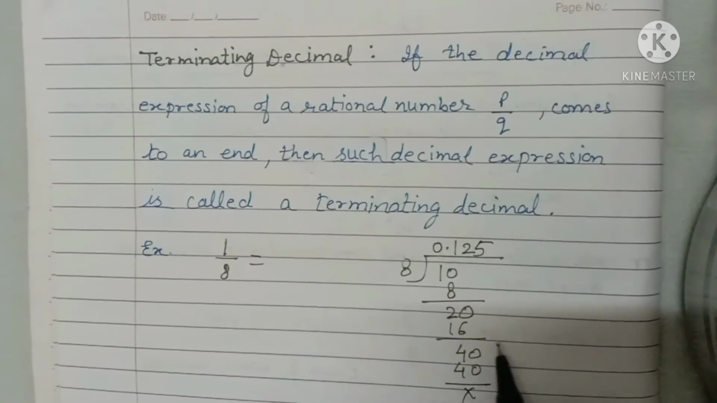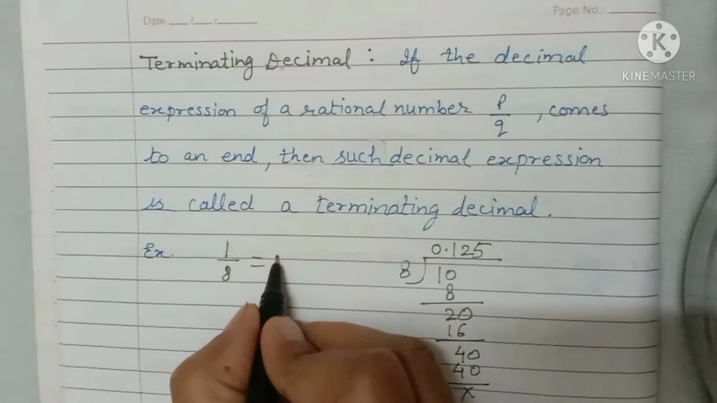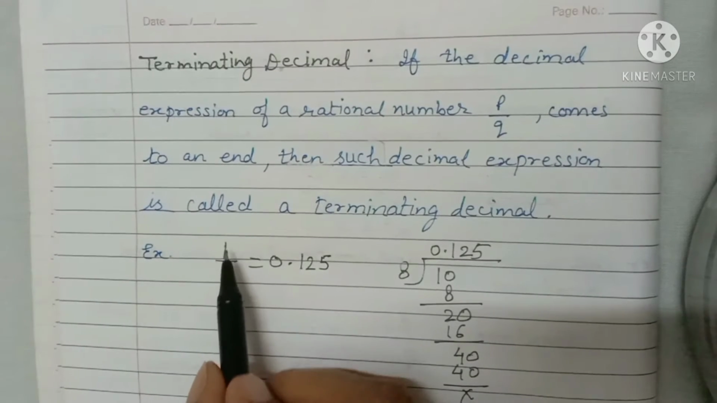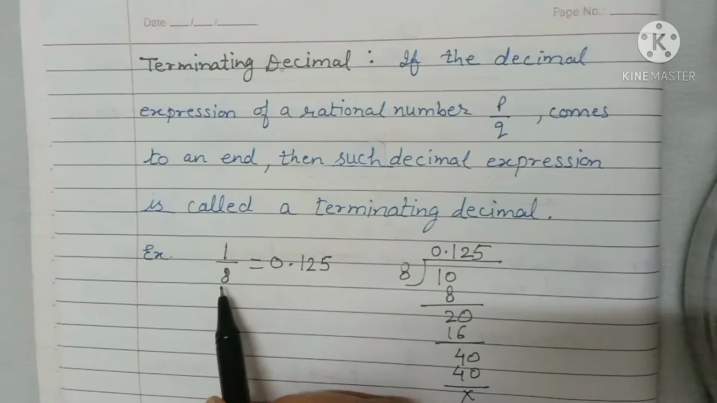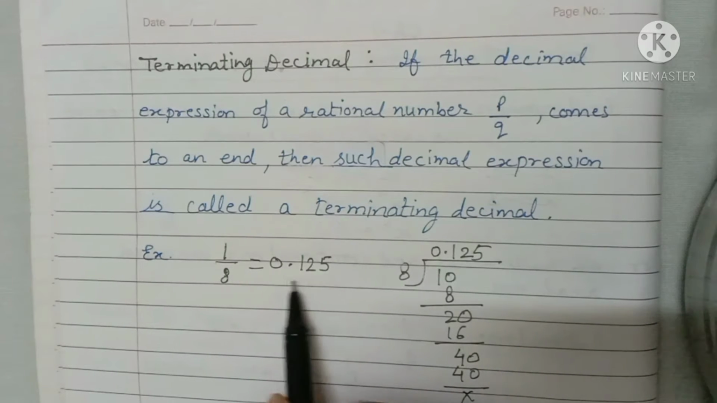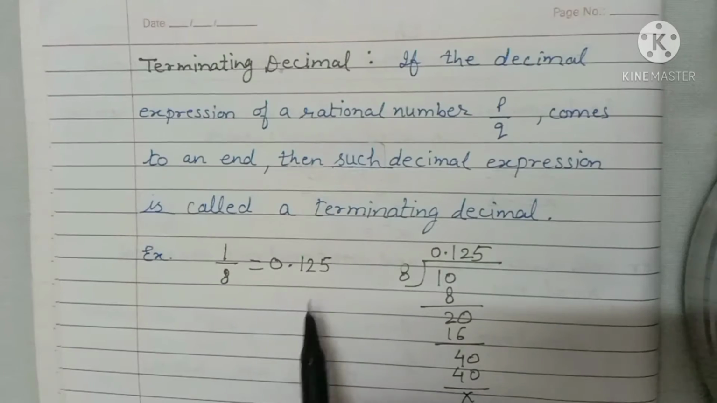So you are watching that it comes to an end. This becomes 0.125. The rational number p upon q, which is 1 upon 8, will be expressed in a decimal expression which comes to an end. This is example 1.